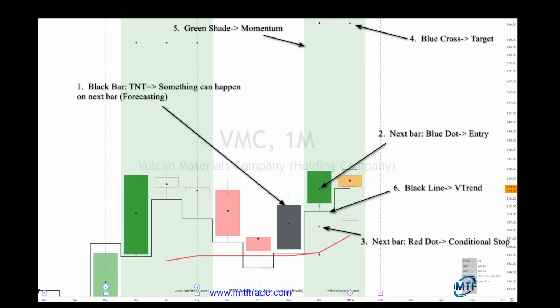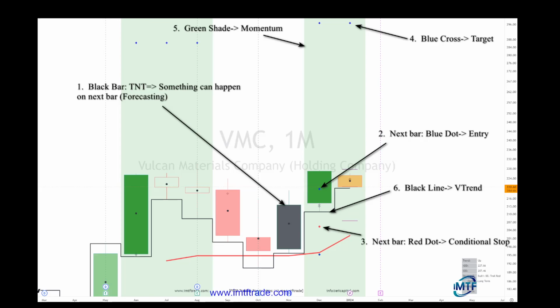So here's a simple chart here. You have a T&T. This is a monthly chart. It could be any time frame. It does not matter. But when you have this, it tells you on the next bar, something can happen. All you have to do is set up the orders. We make that process simple for you too, because we give you the entries, whether it be bullish or bearish, with a blue dot. So there's your bullish blue entry dot. Not only that, we give you your conditional stop, which is this red dot right there. And we also give you a target too.